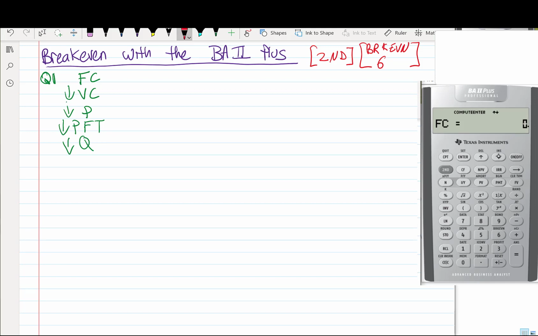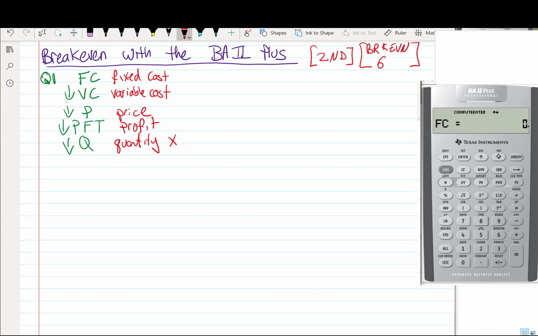So I'm going to write what these actually mean. FC, we know what that is. That's just the fixed cost. VC is the variable cost. Little p, all on its own, that stands for price. Normally we'd make that lowercase. The calculator doesn't do that. So they differentiate, and PFT is profit. Q is quantity. We call that X in math. In econ, they usually call it Q for quantity.